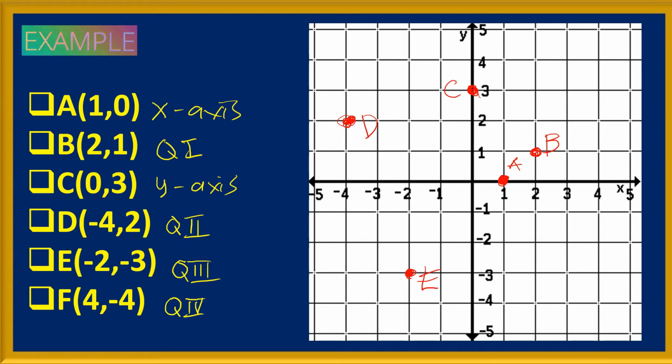Next, point F is 4, negative 4. From the point of origin, move tayo ng 4, positive. To the right siya. So, 1, 2, 3, 4. And then downward kasi negative siya. 1, 2, 3, 4. So, si point F ay dito natin siya makikita. Okay. So, si point F ay nandito sa quadrant 4. So, tama yung ating answer. So, ganyan natin i-identify yung quadrant natin based sa kanilang sign. And then, para ma-check natin kung tama, i-plot natin siya sa Cartesian plane.